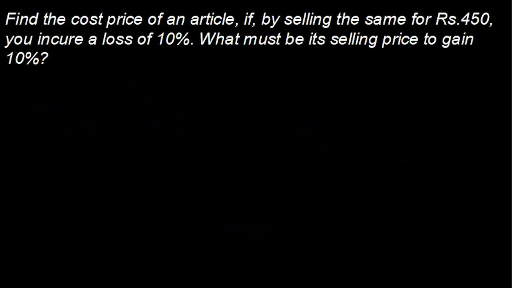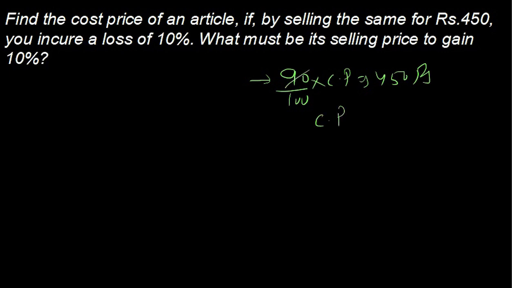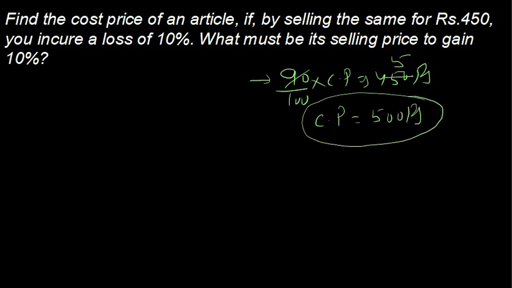That is, not tricky actually, but the calculation part is a bit easier. Find the cost price of an article by selling which for rupees 450, you incur a loss of 10%. If you incur a loss of 10%, so directly we can say that 90% of the cost price was what? It was 450 rupees. So 90% of the cost price is 450 rupees. So what is the value of cost price? It is going to be 500 rupees. Now with the same 500 rupees as the cost price, what do they want? They want a gain of 10%. So this time, the selling price should be 110% of the cost price. And what is the cost price? 500 rupees. So selling price is going to be what?